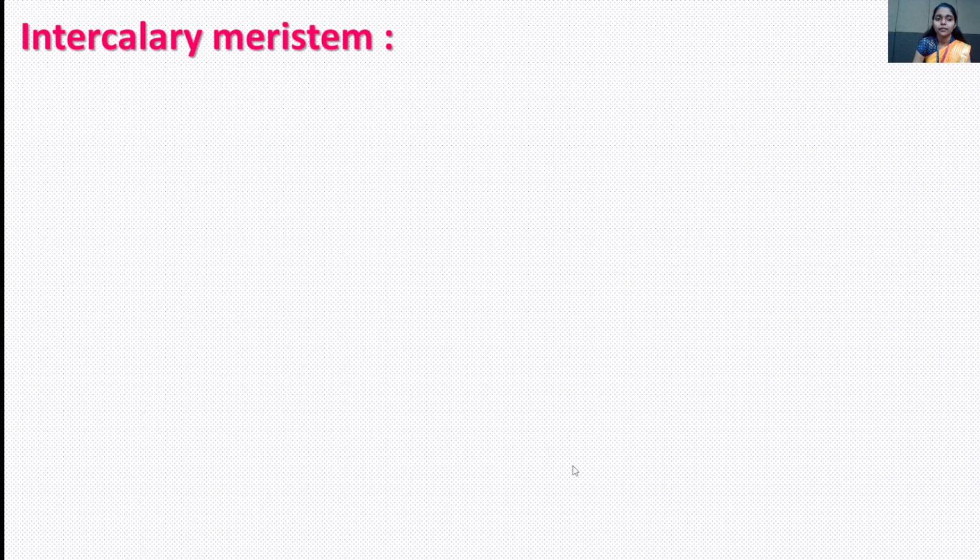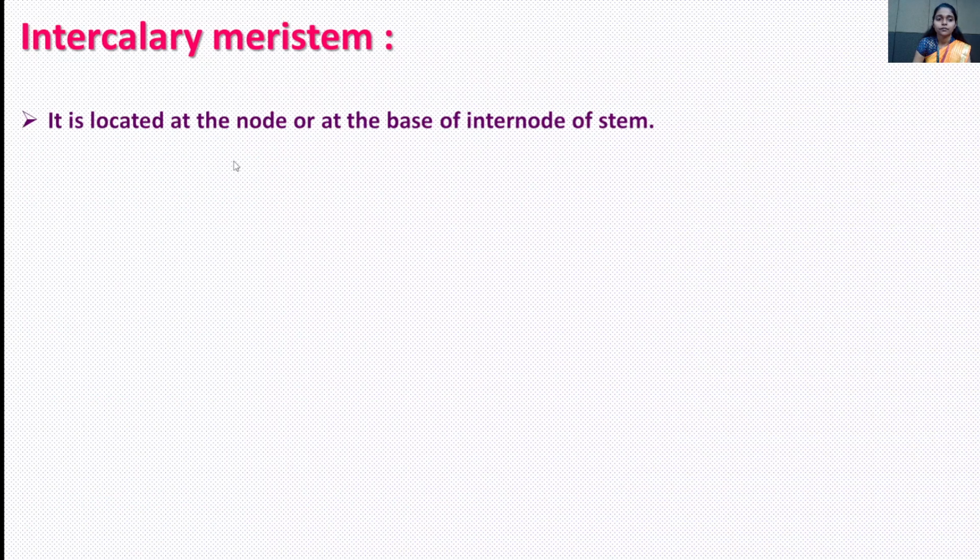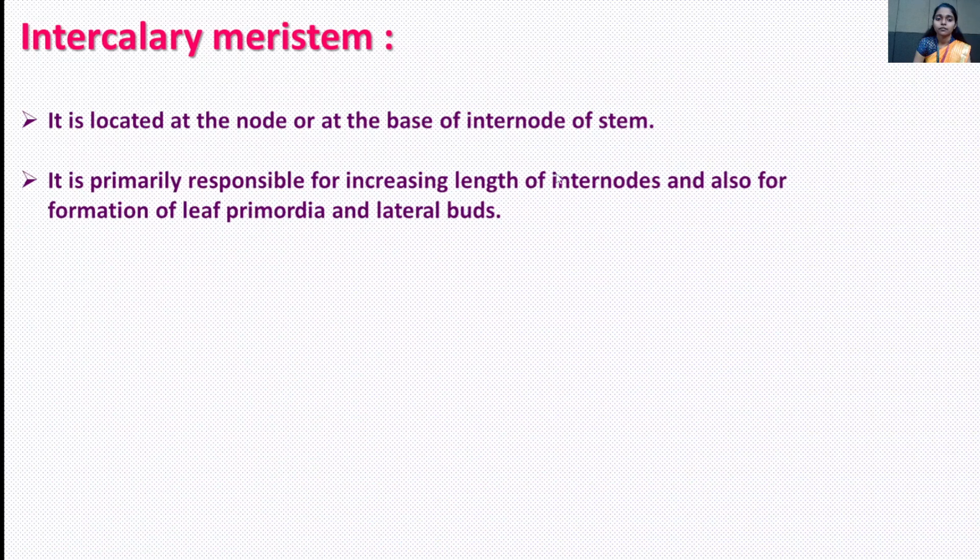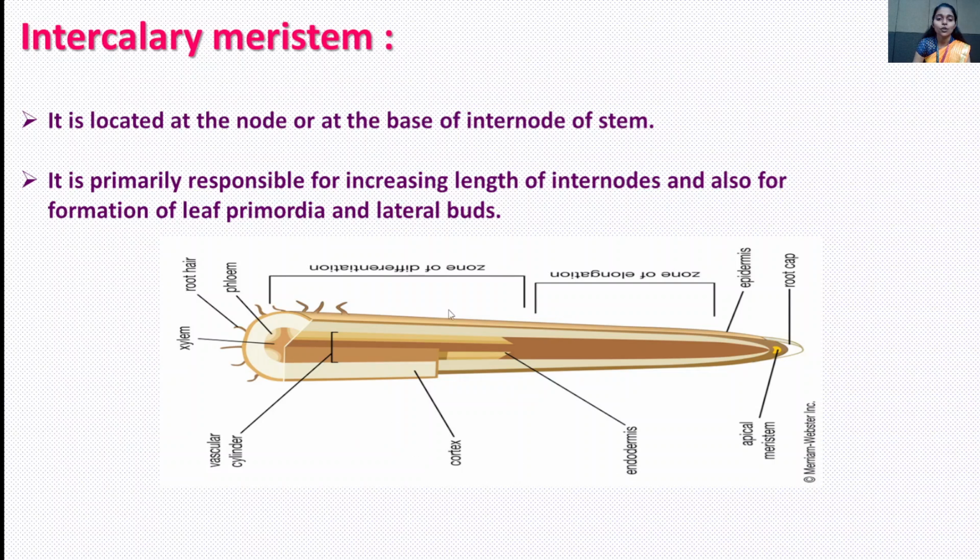Moving to the next slide. Second one is intercalary meristem. It is located at the node or at the base of the internode of the stem. It is primarily responsible for increasing the length of internodes and also for formation of leaf primordia and lateral bud. These are the intercalary meristem.